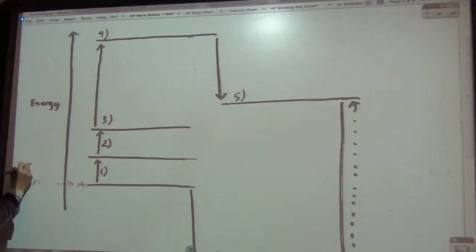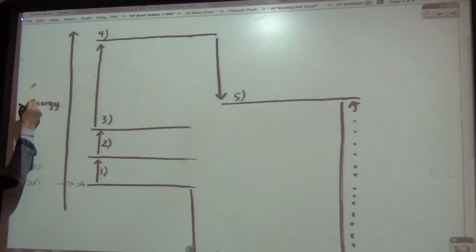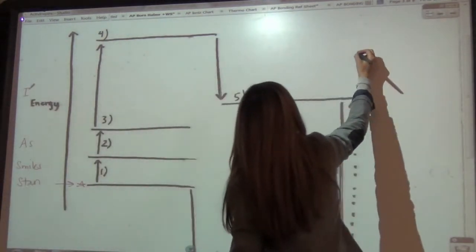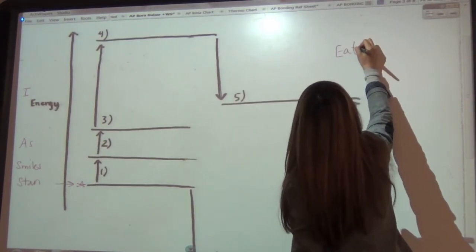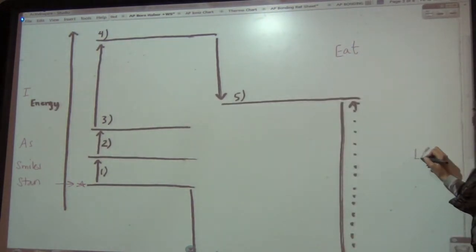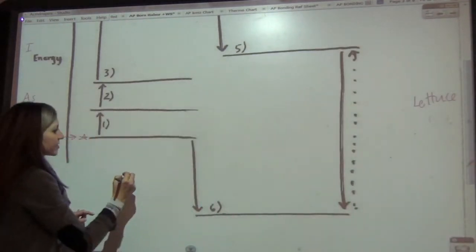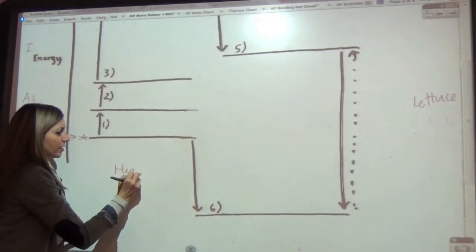Then over here, I'm just going to write smiles. Now in between, that number 2 is going to be as. Number 3 over here, this whole part here is going to be I. Over on this side is going to be my eat. As I eat what? Lettuce. And then over on the other side down here is going to be he.